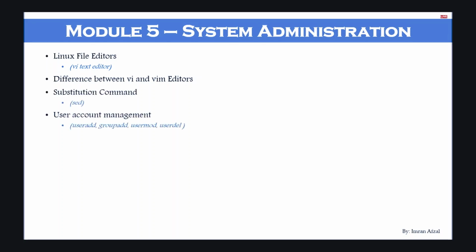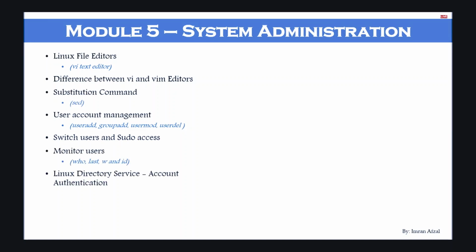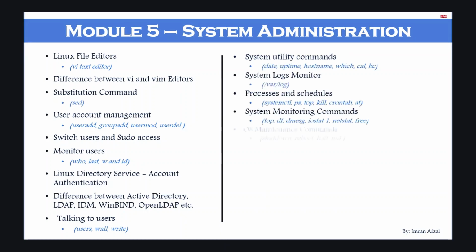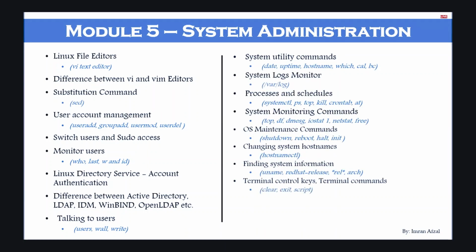Module 5, system administration, getting more into the actual administration part. We will talk about how we could vi a file, the difference between vi and vim, sed, which is the substitution command. We'll talk about user account management, sudo accounts, how you could manage your Linux users through Active Directory or through other third-party authentication. We'll also talk about the difference between LDAP, ID, Winbind, and OpenLDAP. Then we'll talk about system utility commands, OS maintenance commands, changing the system hostname, finding system information, recovering the root password, sosreport, environment variables, a lot more. I'm already getting out of breath and we're still on module 5.